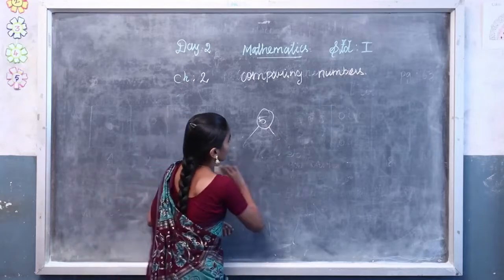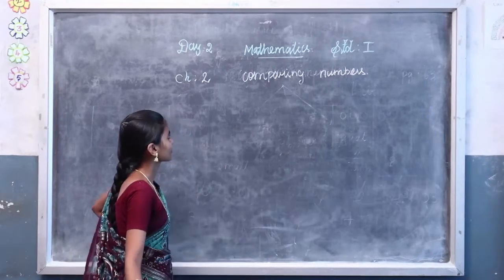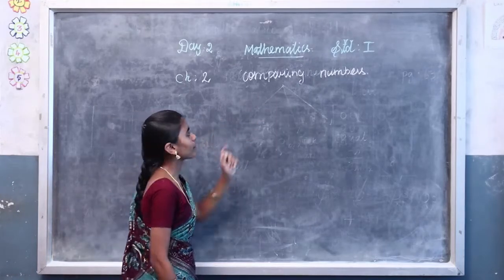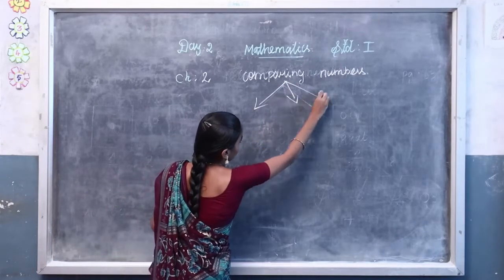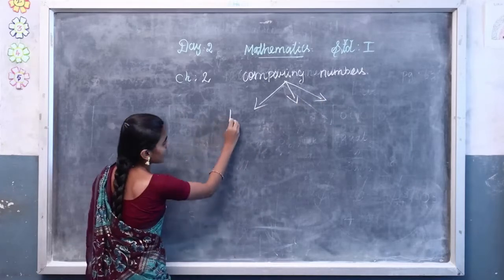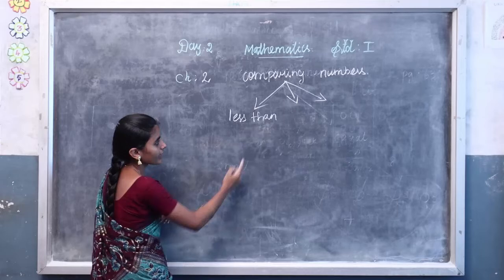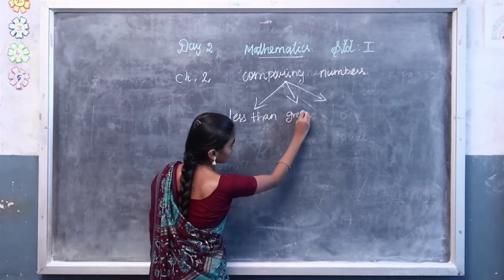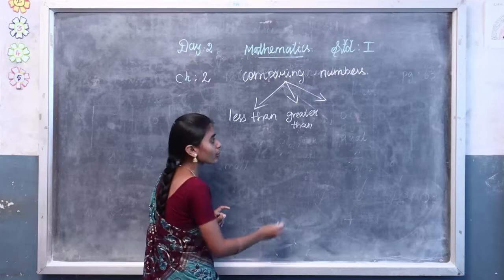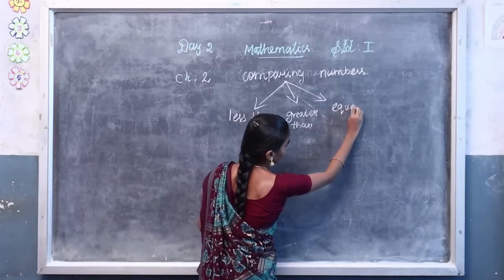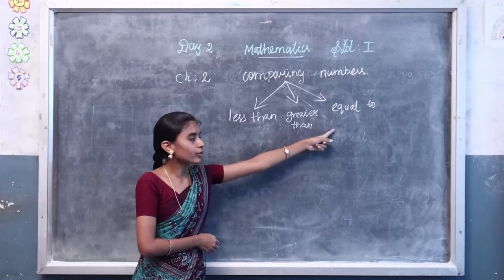Chapter 2, comparing numbers. We are going to see 3 words in chapter 2, comparing the numbers. First word is less than. Next one is greater than. Third one is equal to. Less than, greater than and equal to.